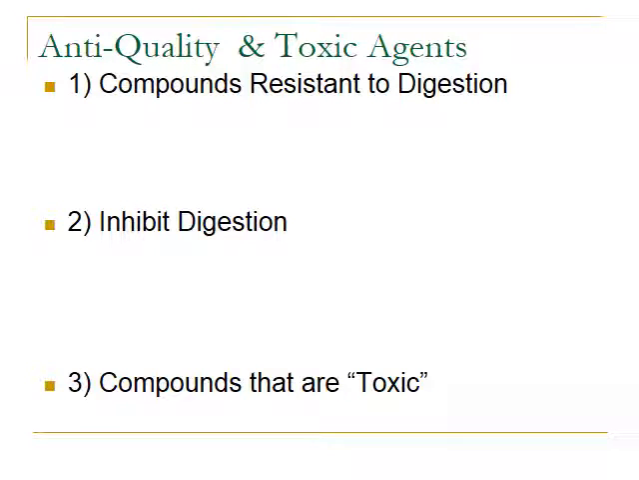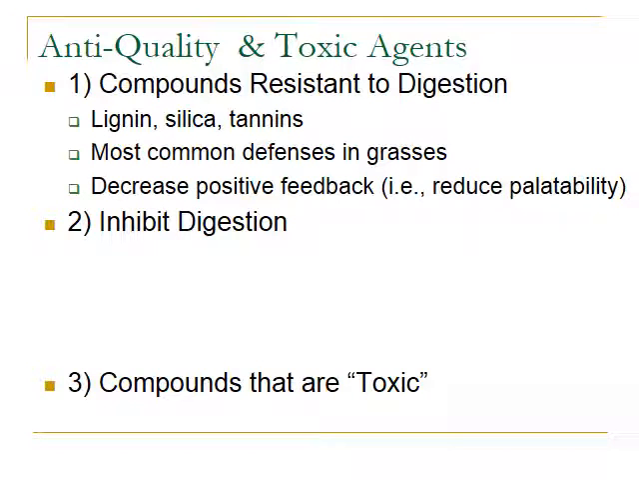Anti-quality or toxic agents in plants can be divided into three general categories. The first is a set of compounds in plants that simply resist digestion. This could be things like lignin, silica, or tannins, which are themselves just not digestible. So if you get more of that in a plant, it makes the plant less digestible. These are the most common defenses in grasses, and basically what these compounds do is they simply reduce the digestive feedback. So they reduce the palatability of the plant. They don't necessarily make the animal sick, but they just make it less desirable.